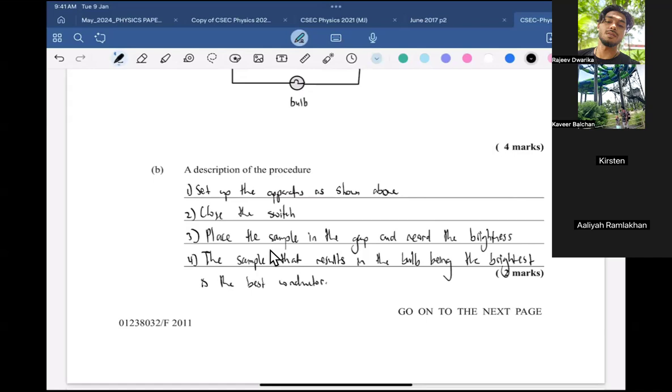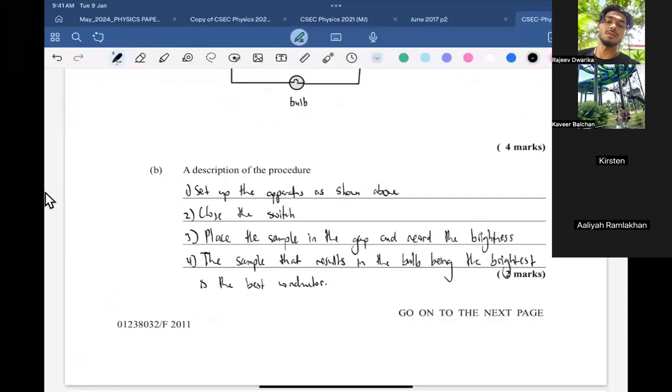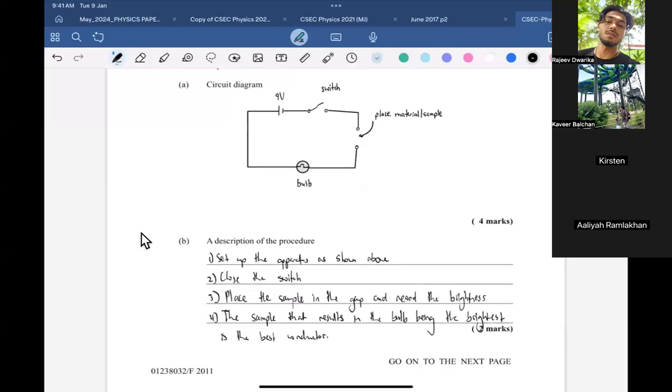Right. So let me know if you all understand that. Justin, do you understand that? Yeah, actually, I'll just keep my method. Yeah, so just watch out for that. Alia, what about you? I understand. So you're just looking to see which material will give you the brightest bulb. That's it.